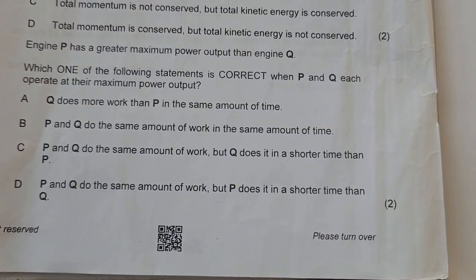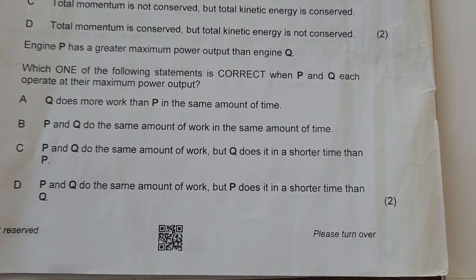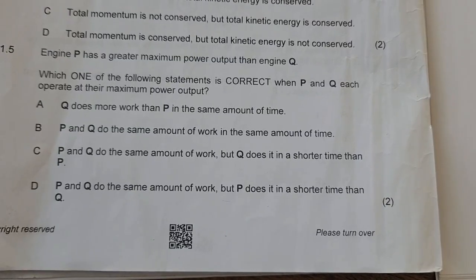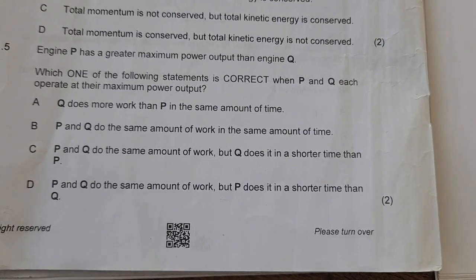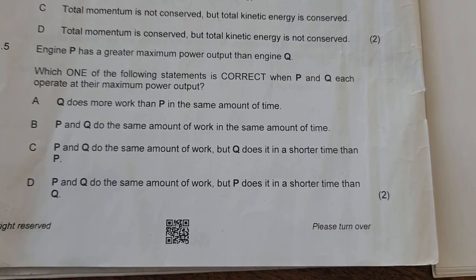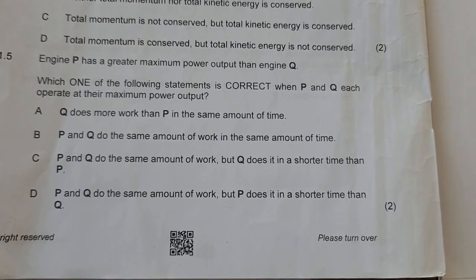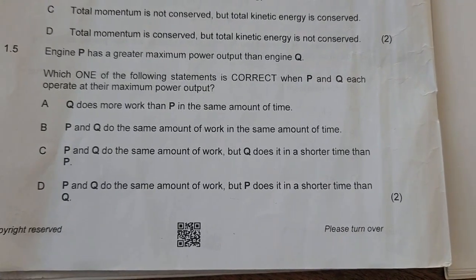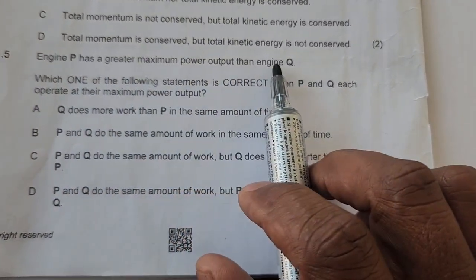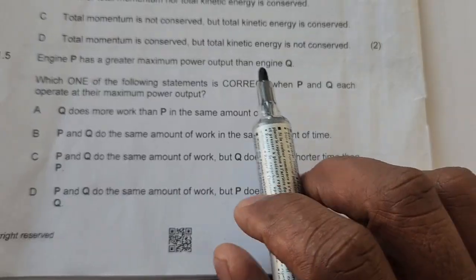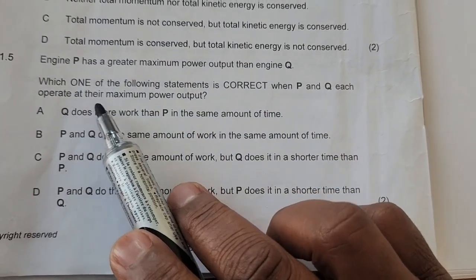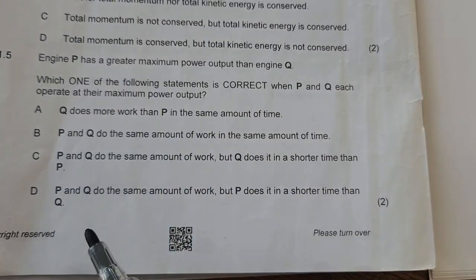Next question: engine P has a greater maximum power output than engine Q. Which one of the following statements is correct when P and Q operate at their maximum power output? So in this case, you can tell that engine P has a greater maximum power than Q. Therefore, which one of the statements will be correct as they operate at their maximum power output?